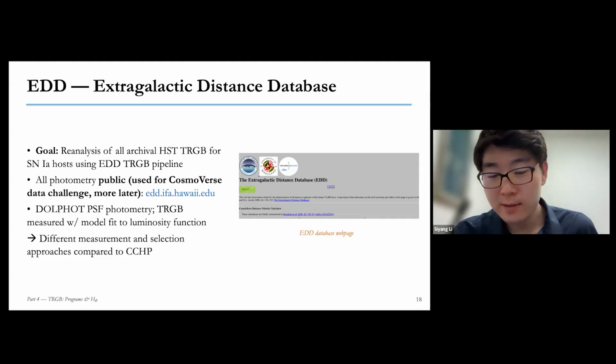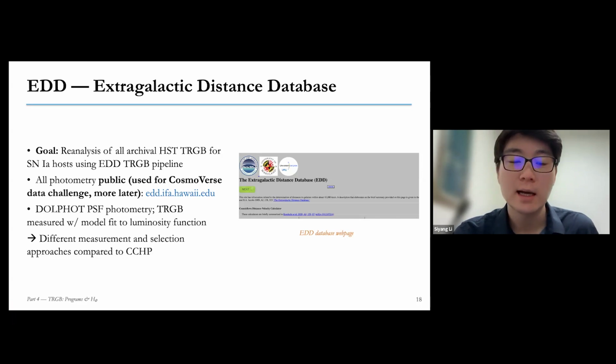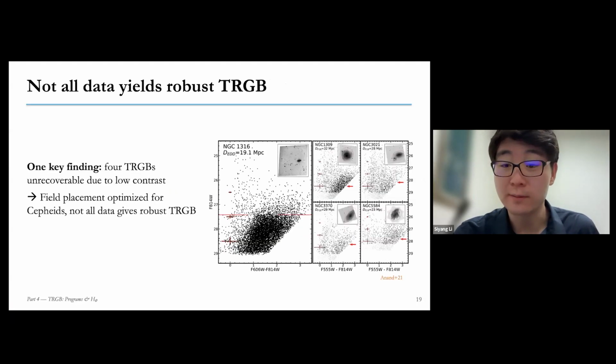Essentially, what they did was test: if you use very similar underlying datasets, apply different measurement and selection approaches to that data, and measure the TRGB, how does that differ from other H0 measurements, such as from CCHP? Along the way, one of their main findings when reanalyzing this data was that not all the data actually yields a robust TRGB. And I wanted to emphasize this.